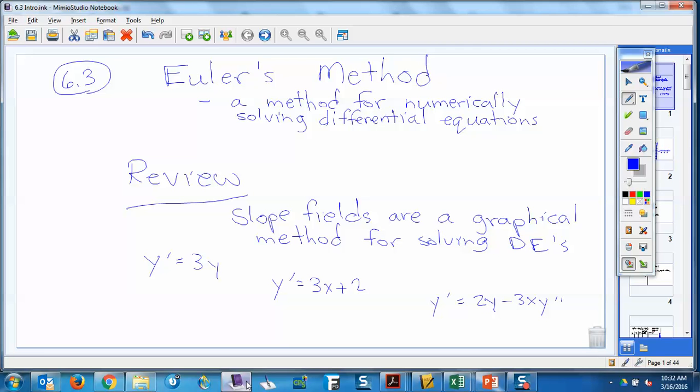Anyway, the new thing we're going to learn today, Euler's method, is a method for numerically solving differential equations that we don't know how to solve another way. In other words, there are still approximations, as you're going to see. Now, slope fields were a graphical way of approximating. Euler's method is going to be a little better way of approximating.